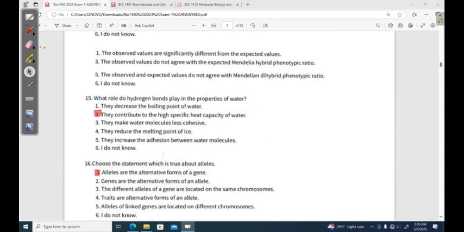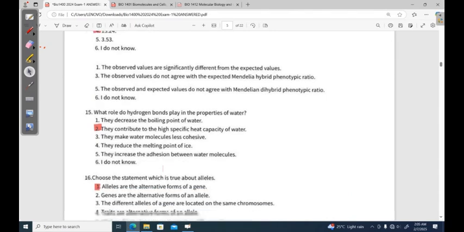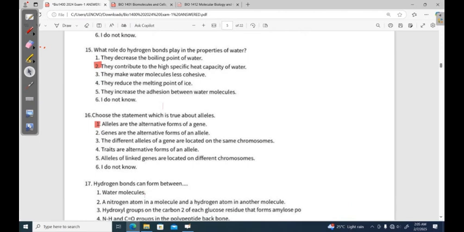What role do hydrogen bonds play in the properties of water? Okay, so 1, they decrease the boiling point of water. 2, they contribute to the high specific heat capacity of water. 3, they make water molecules less cohesive. 4, they reduce the melting point of ice. 5, they increase the adhesion between water molecules. 6, I don't know. So the correct answer is they contribute to the high specific heat capacity. Okay, because of these hydrogen bonds, you know, water is like this.